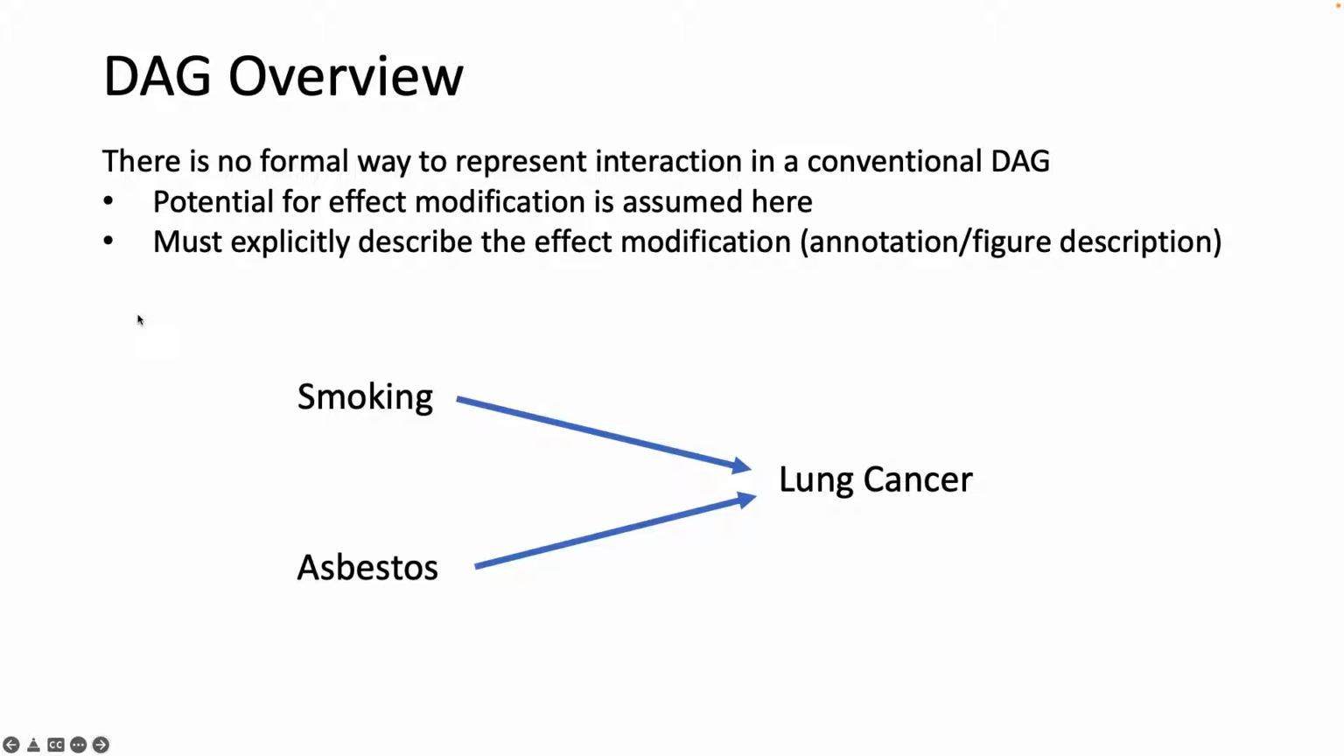And like I said, or I guess I didn't say it, there's no real way to represent interaction in a DAG. There are interaction DAGs, but as far as regular DAGs, there's no way to explicitly show that there's an interaction happening.